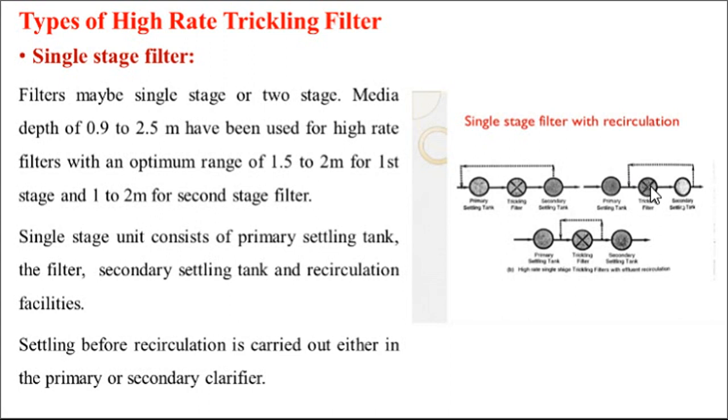This is the second arrangement of recirculation. This is PST, this is SST, and this is the trickling filter. Sludge is brought here, and then whatever the sewage from PST and the sludge, they are applied on the trickling filter. And the third arrangement is, this is PST, this is SST, and this is the trickling filter, and the recirculation is applied like this. Okay, then next slide.